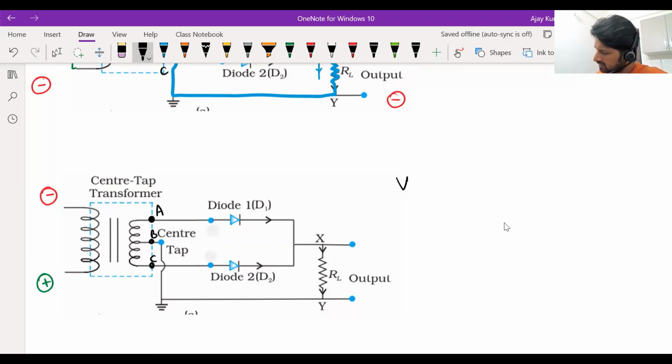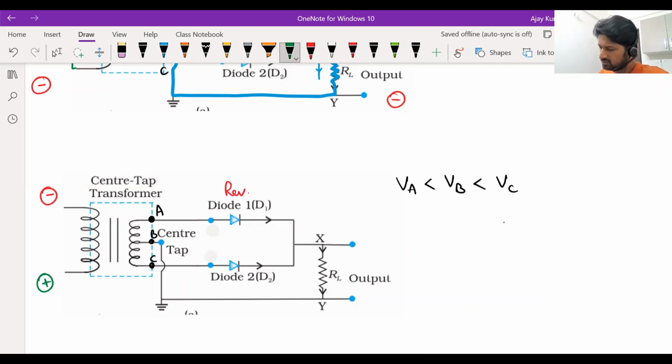Now what will happen? Potential at A will be the least, lesser than potential at B, which is lesser than potential at C. Now A is connected to the P side of the diode D1 and C is connected to the N side. So for diode D1, since A is at low potential, the P side is at lower potential. Diode D1 is now reverse biased. It won't allow any current to flow through it.